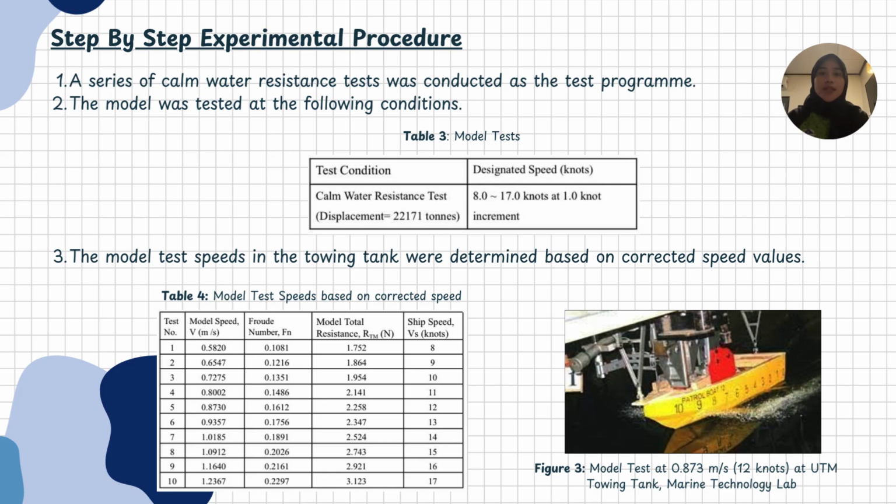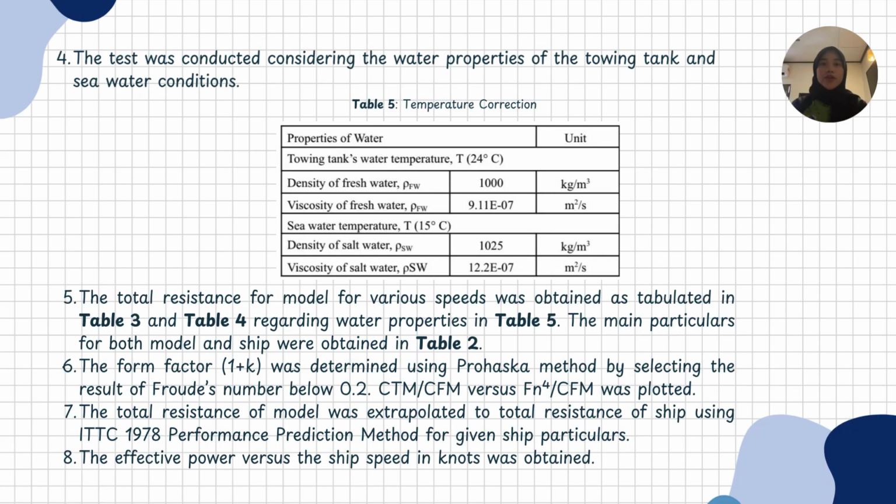A representative model test conducted at a speed of 0.873 meters per second is demonstrated in figure 3 to show the calm water wave profile. Fourth, the test was conducted considering the water properties of the towing tank and seawater conditions, specifically a towing tank temperature of 24 degrees Celsius and seawater temperature of 15 degrees Celsius.